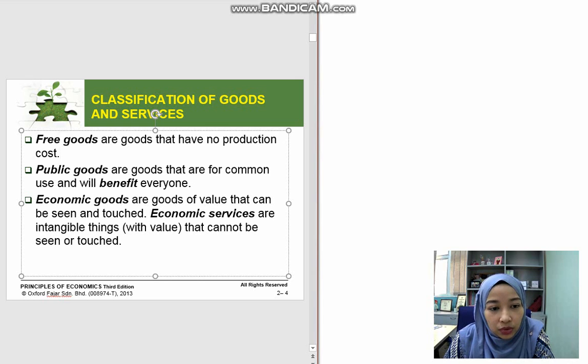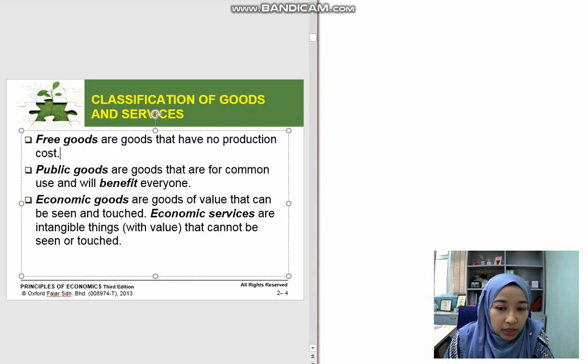So where do you always see public goods? Let's say if you go to public hospitals, public clinics, public schools, as well as public parks. Those are places in which you can get these goods for free, usually for free, or you have to pay some amount. But these goods are actually provided for most of the people in the economy, so everyone can get access to public goods. Then we have the third one, which is economic goods and economic services.